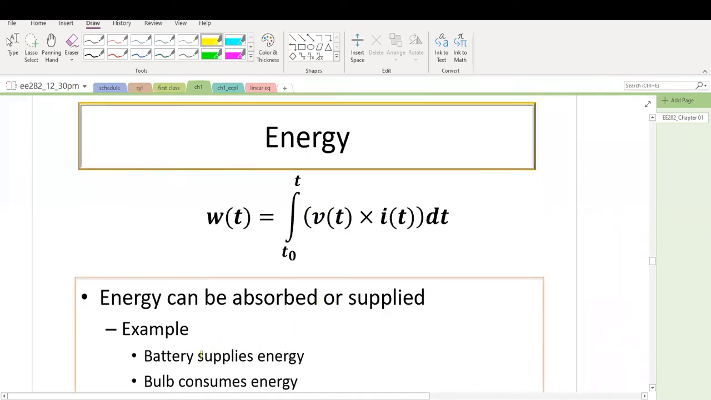It should be pointed out that in circuits, some devices supply the energy, some devices absorb the energy. Batteries, voltage sources or current sources will supply the energy. So when the energy is supplied, the energy is negative. And some other devices such as resistors and light bulbs are going to consume the energy. The energy on that device is positive.